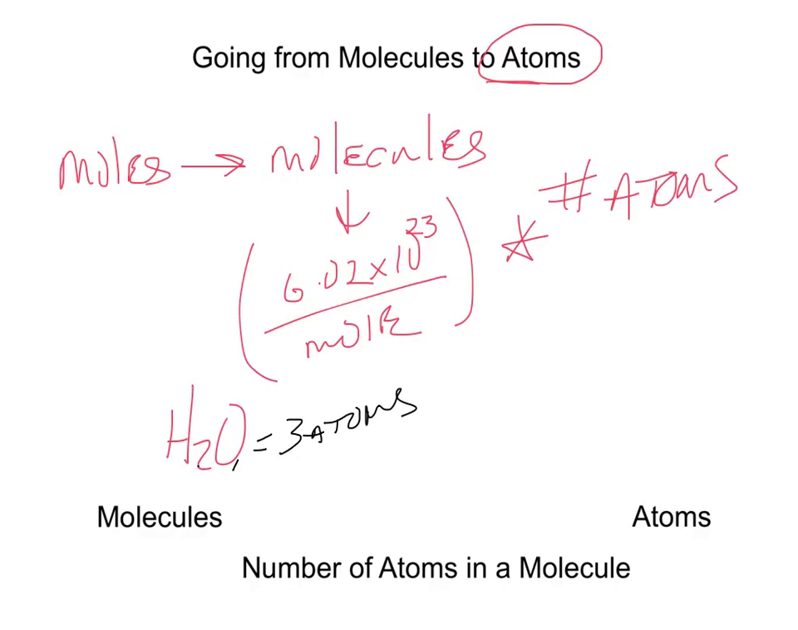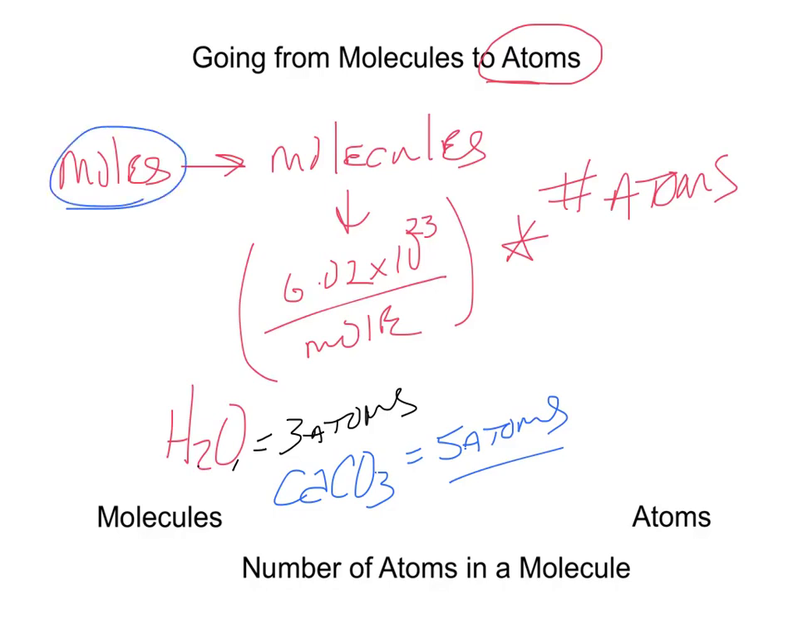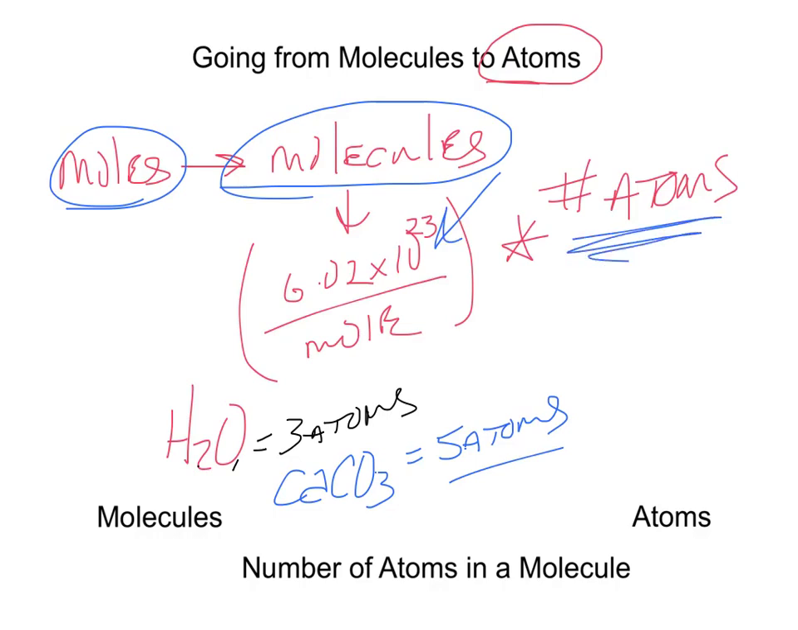If I happen to be looking at calcium carbonate, then I would say I got 3 here, there's 4, there's 5, this is 5 atoms. So if I'm asked to go to atoms, I first must be able to get to moles. Then I would get to molecules by using Avogadro's number here. Then I would have to multiply this by the number of atoms, and that is specific to each compound that I am actually using.